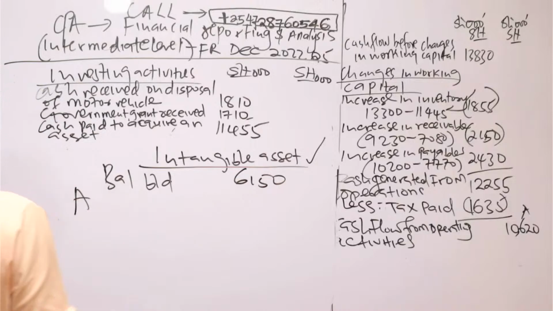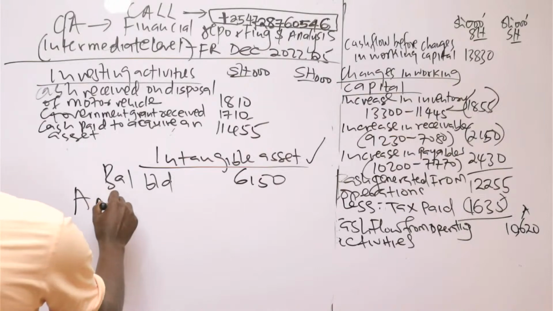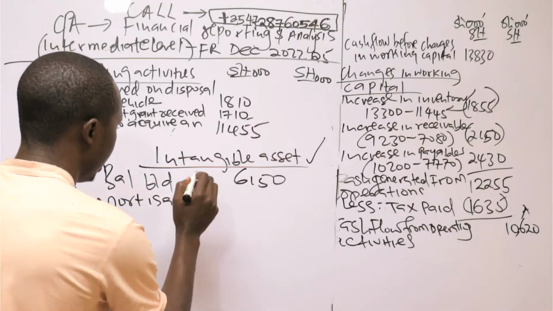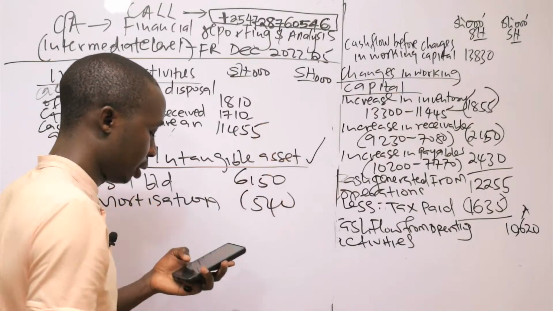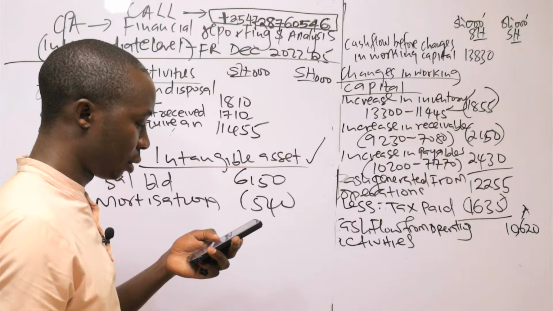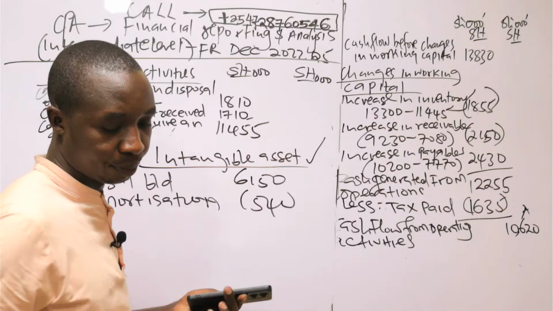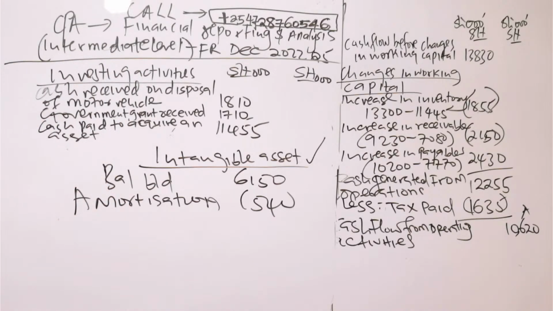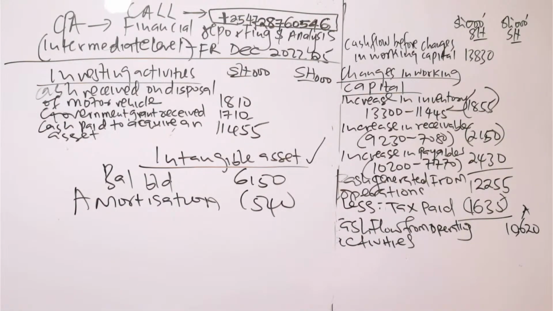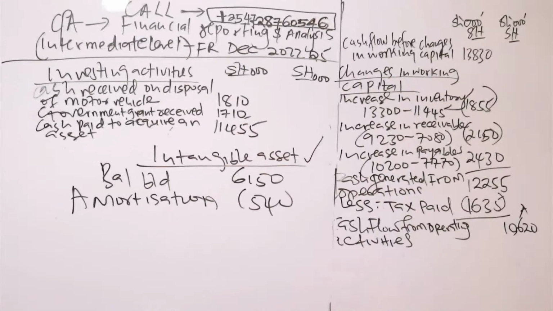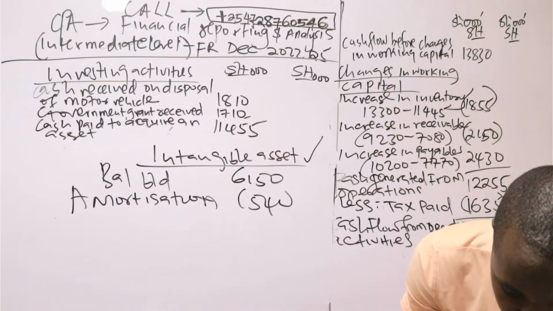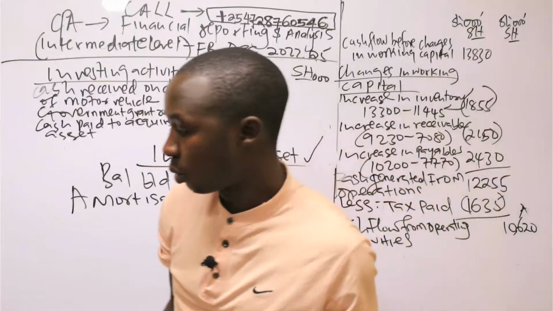6150. Then intangible assets, remember that they are amortized. So in this scenario, there was amortization of intangible assets. We raise amortization because that is what they said there was in the additional information. So there is 540. That is in additional information, number 4, intangible assets amortized during the year.